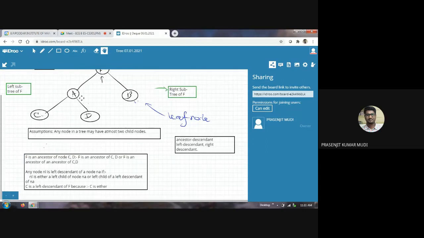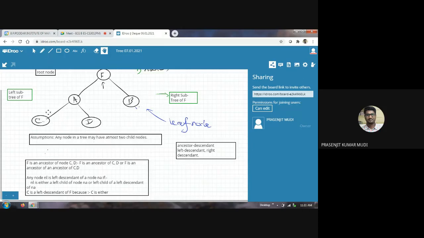Okay, so this is the case. In this case, C is a left descendant of A. How can we justify this? I told you that NL is a left descendant of node NA if NL is a left child of NA. So is C a left child of F? No.